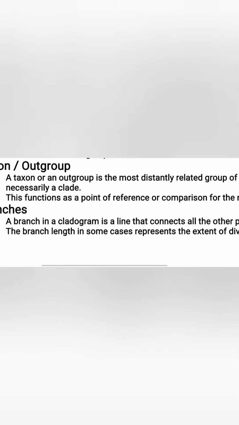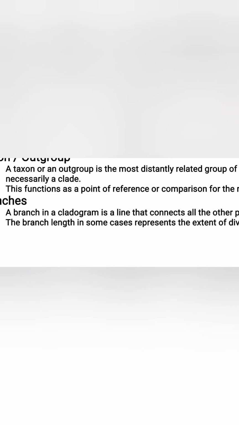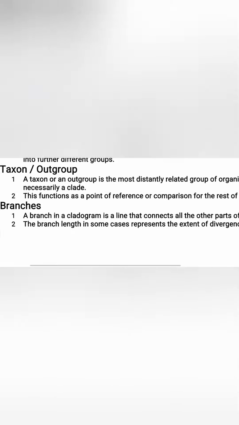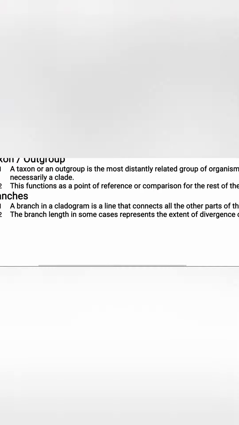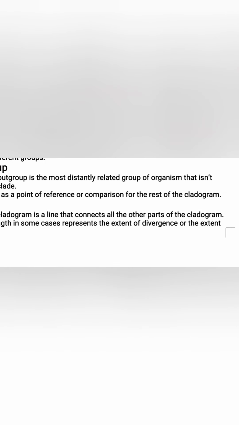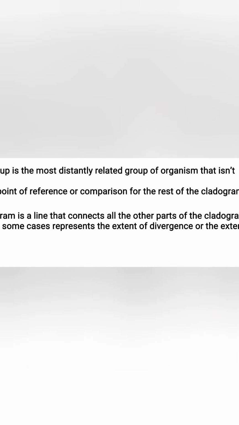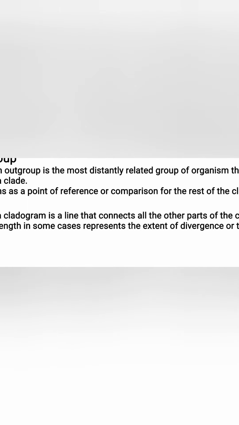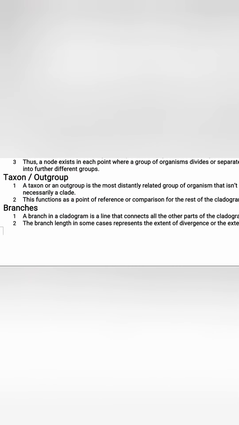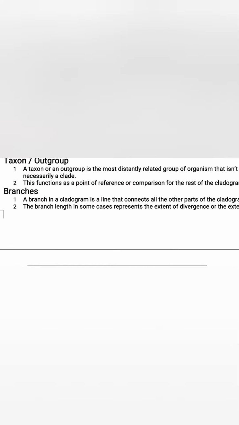organisms that is not necessarily a clade. It may be a clade, but it's not always that it should be a clade. It may have so many different characters that we place it in a separate group. This functions as a point of reference or comparison for the rest of the cladogram. We can see or compare what type of characters have diverged from the ancestor, so it will act as a reference for further classification of that organism and in the evolutionary history.